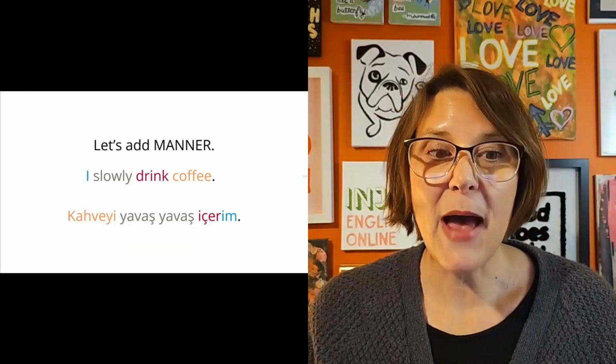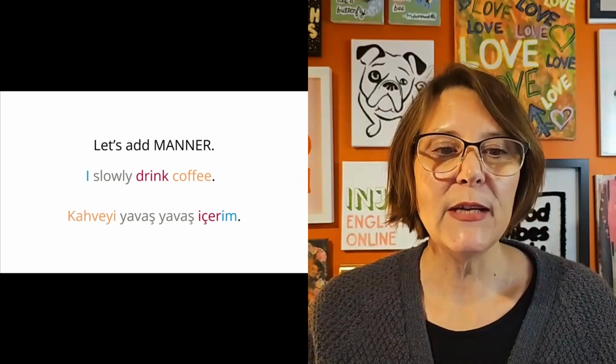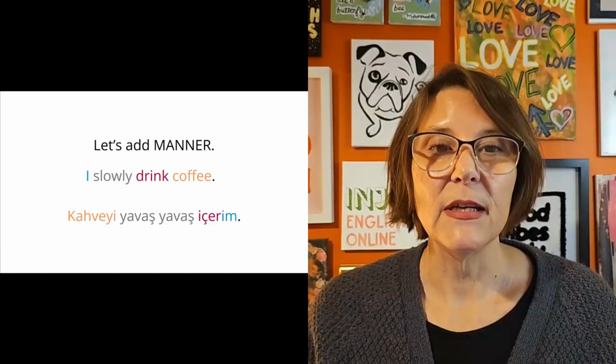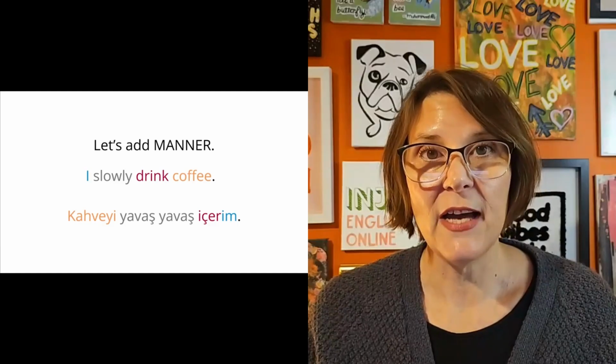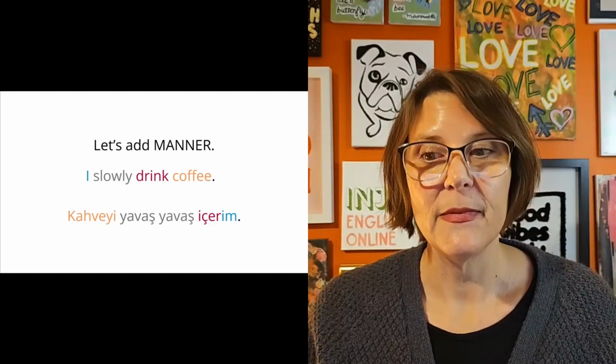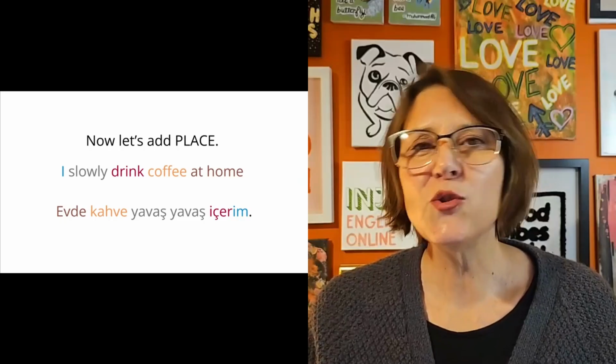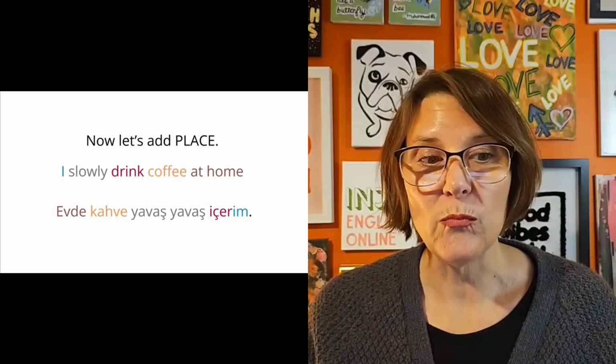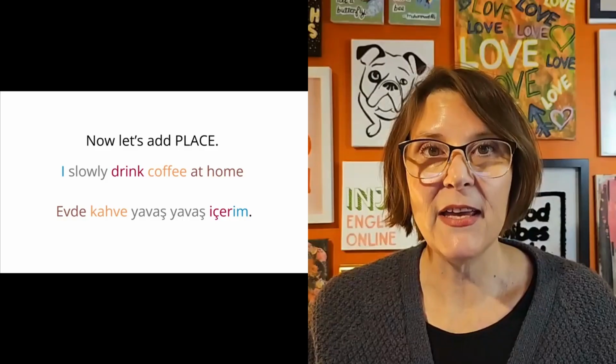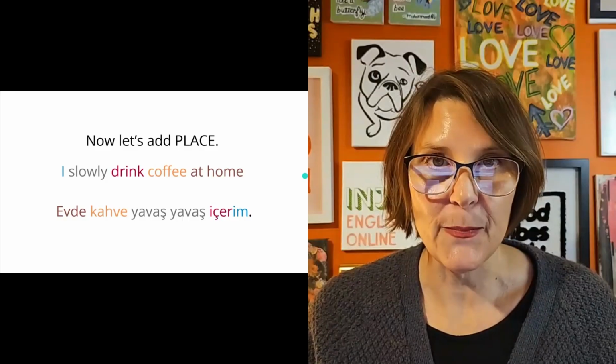We'll start with manner. I slowly drink coffee. Kahveye yavaş yavaş içerim. Now let's add place. I slowly drink coffee at home. Evde kahve yavaş yavaş içerim.